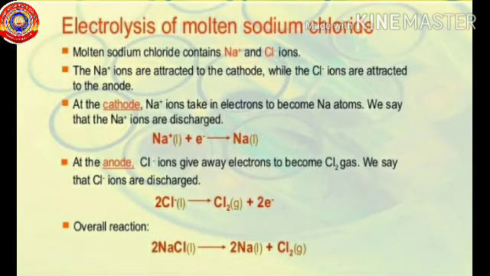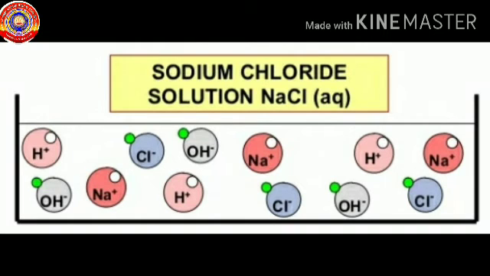Alright, let's conclude today's class. In the beginning, we discussed the electrolysis of molten NaCl. In molten NaCl, sodium is liberated at the cathode and chlorine is liberated at the anode. In the case of sodium chloride solution, 4 types of ions are present in this electrolyte, 2 from the NaCl and 2 from the water. Along with these ions, water molecule is also present.